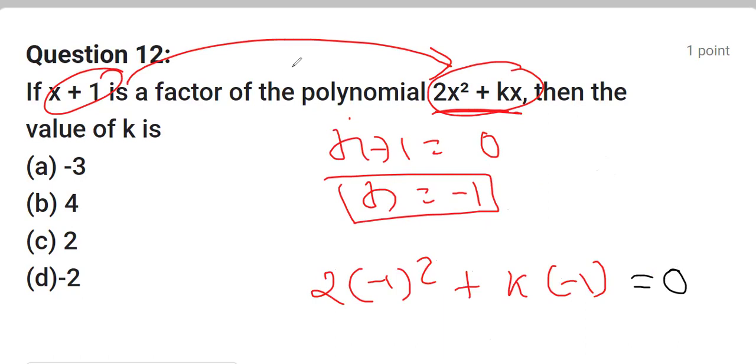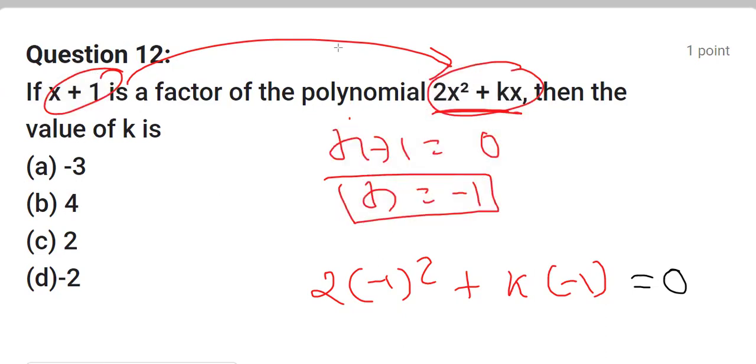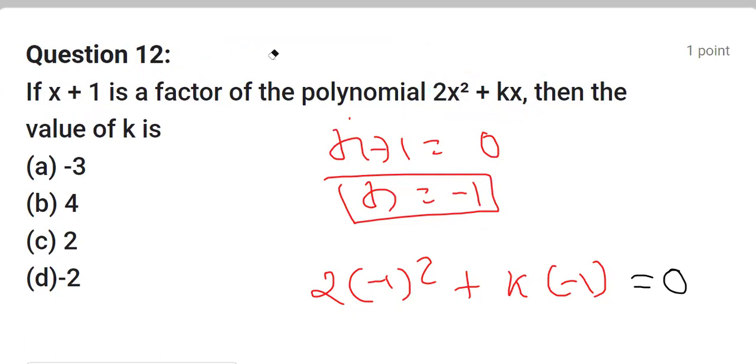I repeat, we have x plus 1 given as a factor of this, right? So first thing we do is equate this with 0. That gives us the value of x as minus 1 in context of the divisor, and we replace x with minus 1 to get the remainder. So you should know that minus 1 squared is 1, so 2 into 1 is 2. And this is k into minus 1, which is minus k, equal to 0.